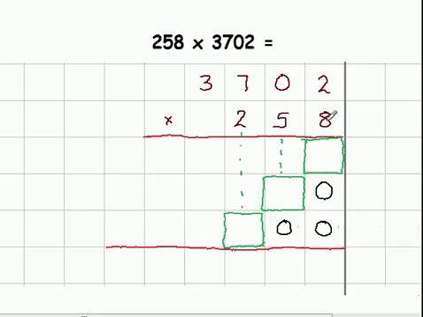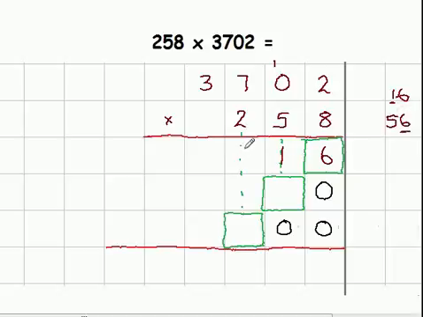Okay, so 8 times 2 is 16. So I'm going to place the 6 in the box here and carry the 1, which is the leading digit, up to the next column. 8 times nothing is nothing, plus 1 is 1. Nice and easy. 8 times 7 is 56.